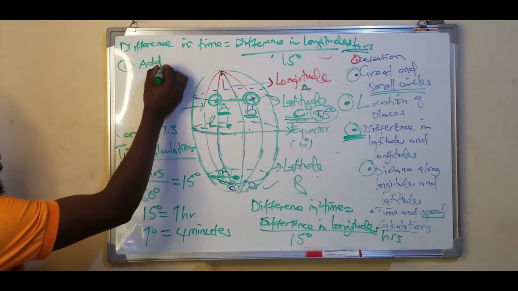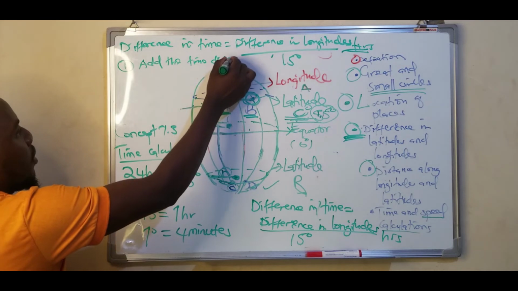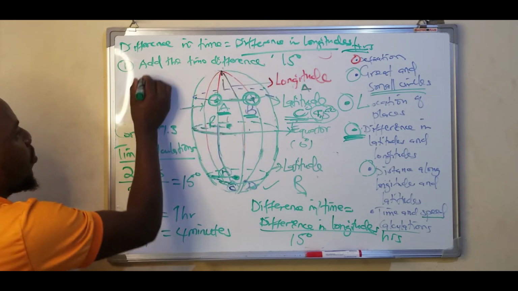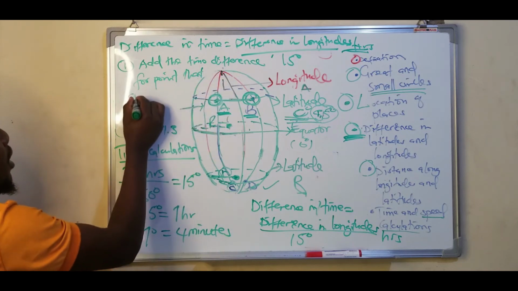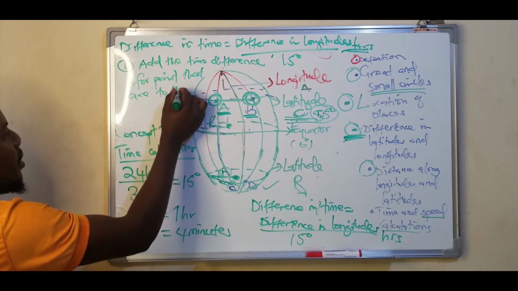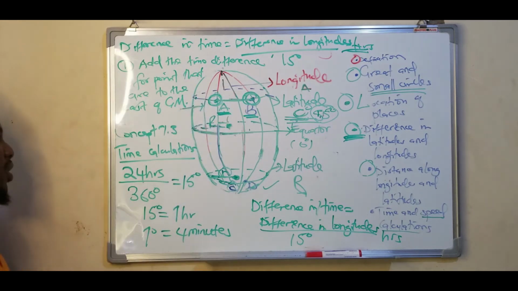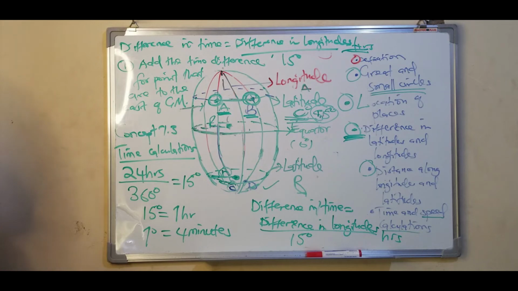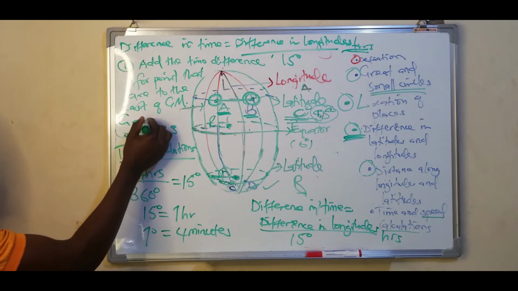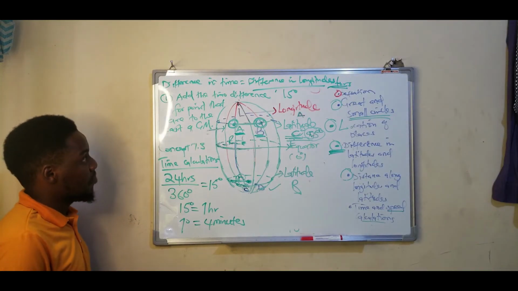add the time difference for points that are to the east of the Greenwich meridian. By the way, the Greenwich meridian is a reference point from where time is calculated. So that's why you end up having Greenwich Mean Time, GMT.